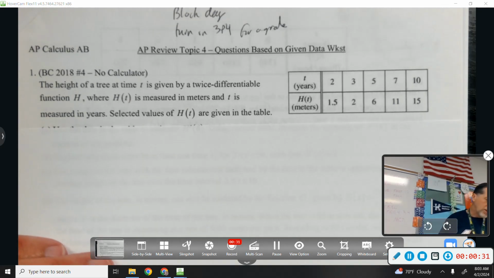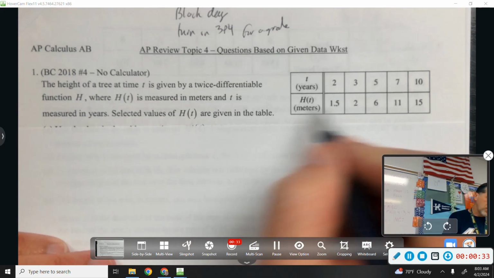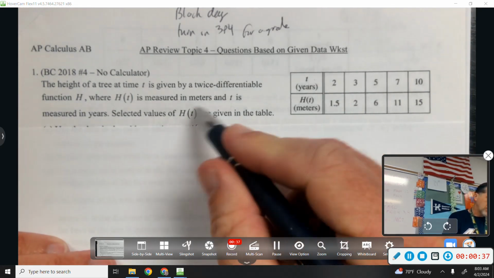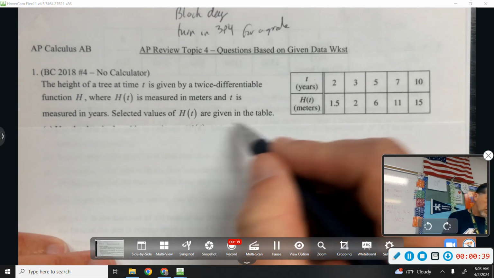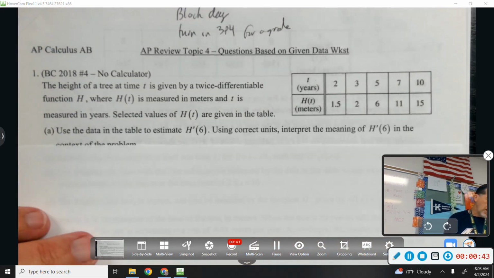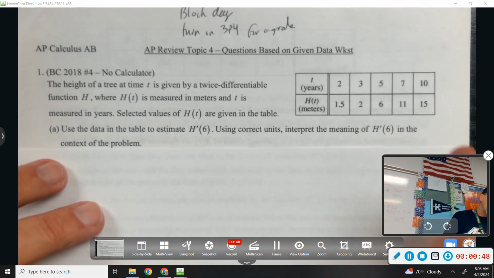The height of a tree is given by a twice differentiable function h, where h is in meters and t is in years. Selected values of h are in the table. Use the data in the table to estimate h prime of 6. Using correct units, determine the meaning of h prime of 6.